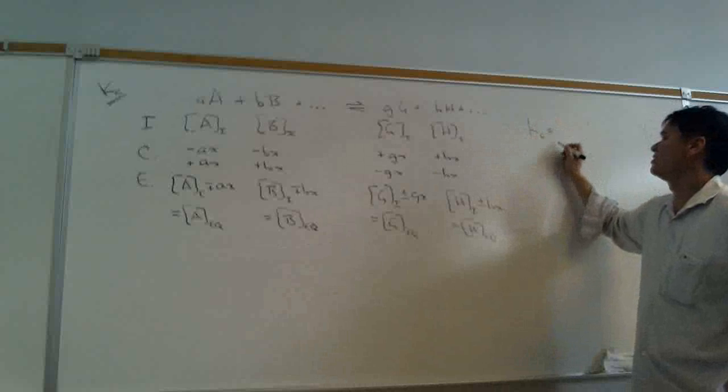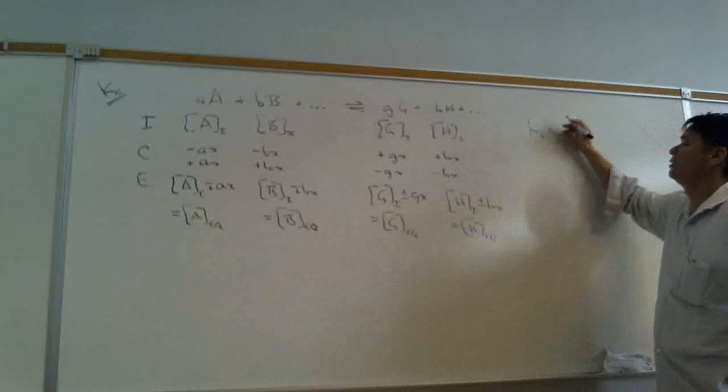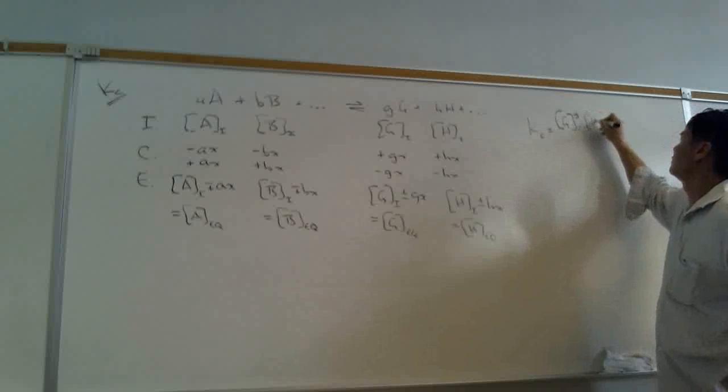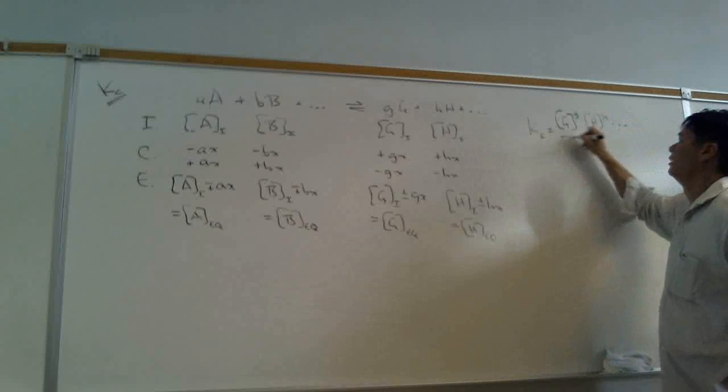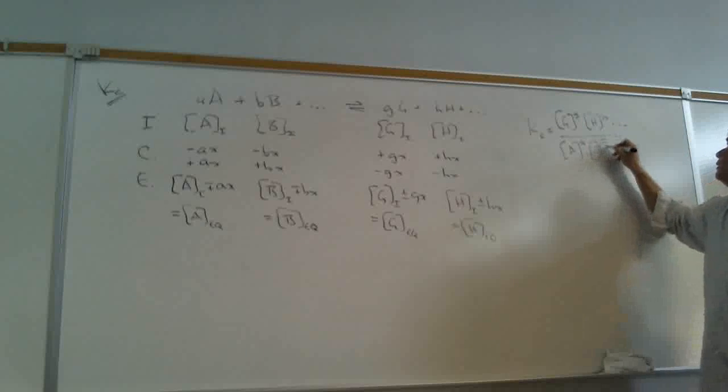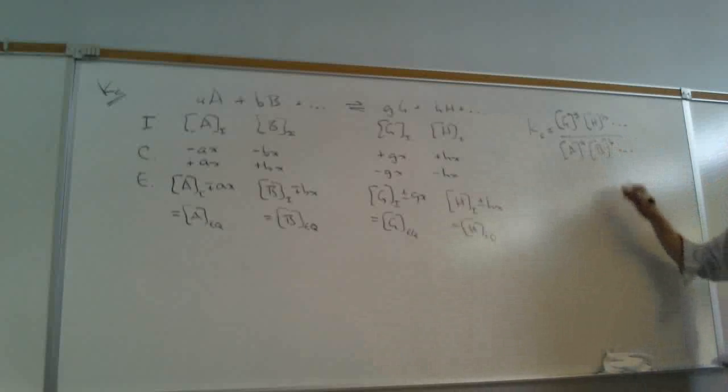And the answer is yes. We can generate the Kc equation. The Kc equation is just going to be G raised to little g, H raised to little h, and so on, over A to little a, B to little b, and so on. And so we got this Kc.